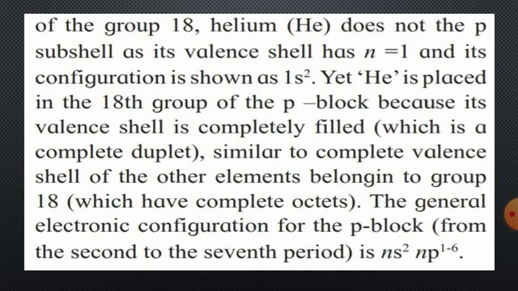does not have the p subshell as its valence shell, as n equals 1, and its electronic configuration is 1s2. According to the s block rule, the last electron will enter in the s orbital. So here the last electron is entering the s orbital, but this helium is a p block element. Why? The question is that according to the Aufbau principle, we are writing down the electronic configuration of helium.